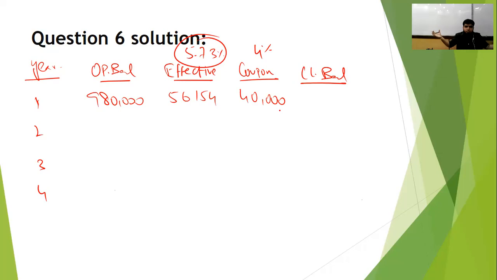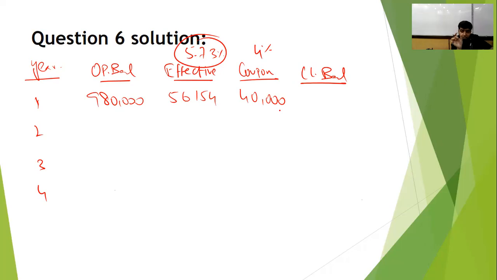So how would I spend my lifestyle? I need an amount of money to spend on my lifestyle. Okay, relax. We are going to pay you $40,000 as a coupon amount. Repeat: 980,000 was invested, 56,154 is the amount of interest you will earn. But hold on, we will not hand over the total amount of interest. We will pay you in the form of cash, that is 40,000. And what about the rest of the amount? 16,154.